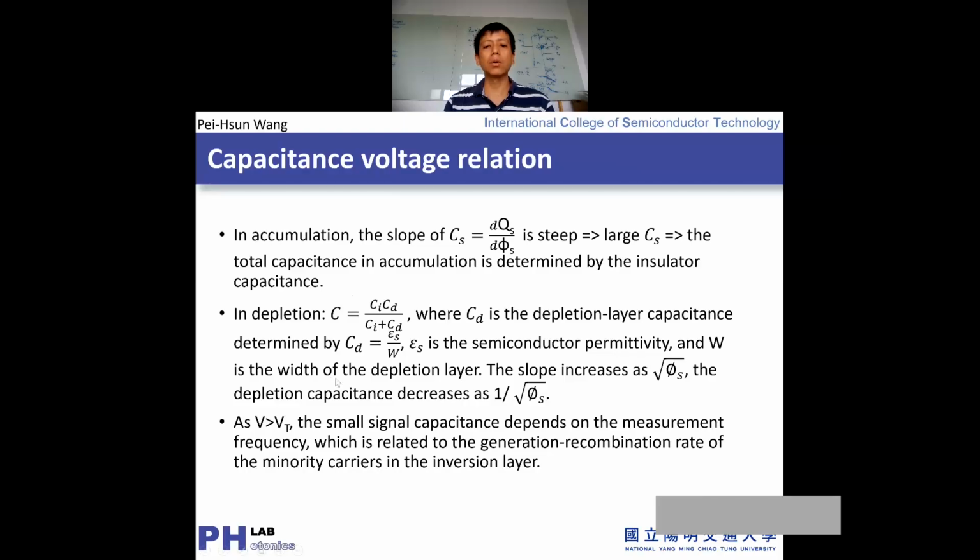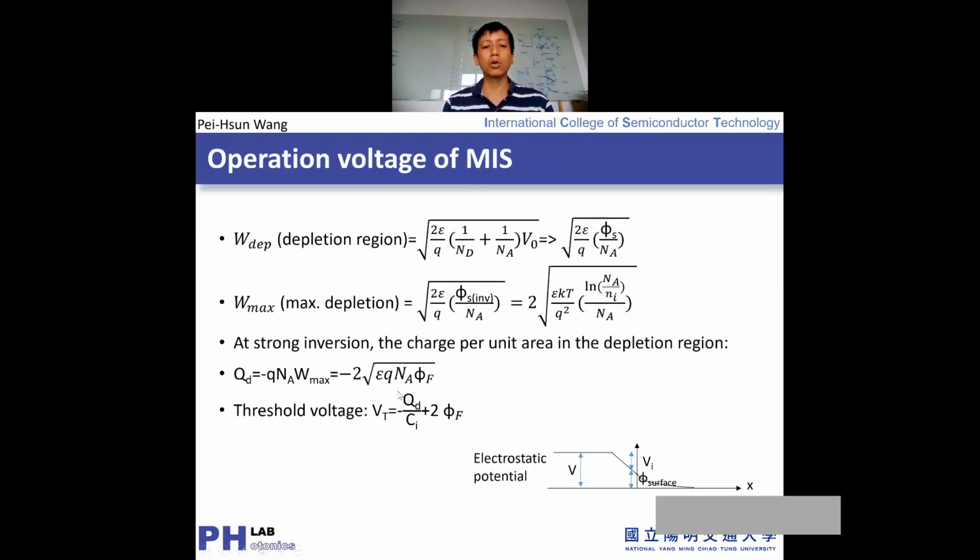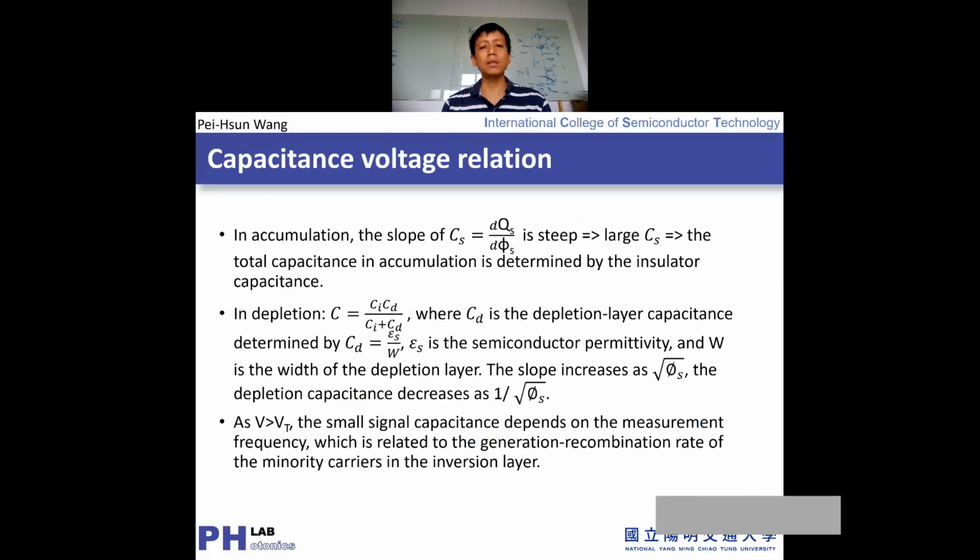And then we can consider the width of the depleted layer. It should be proportional to the square root of phi s. So once you increase the width, it will decrease your capacitance, because you have a large width. So you can see here the dependency on the square root of phi s. The charge will increase by the square root of phi s, but the depletion capacitance will decrease by 1 over the square root of phi s.